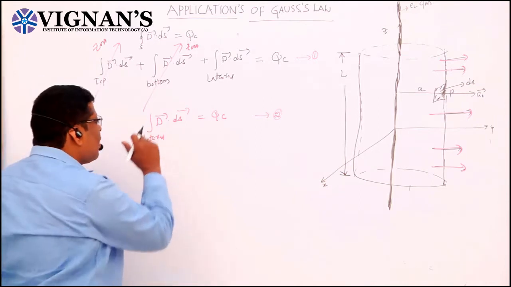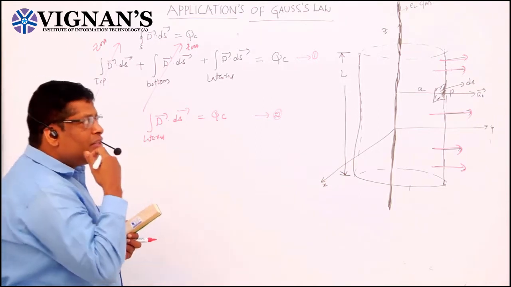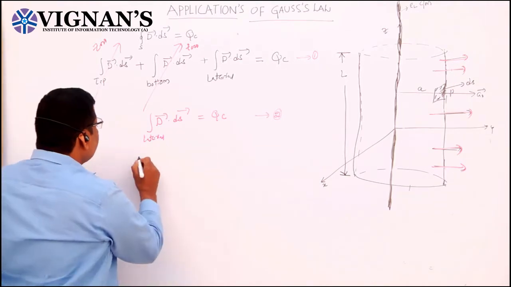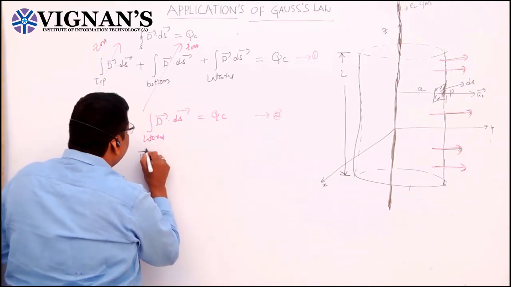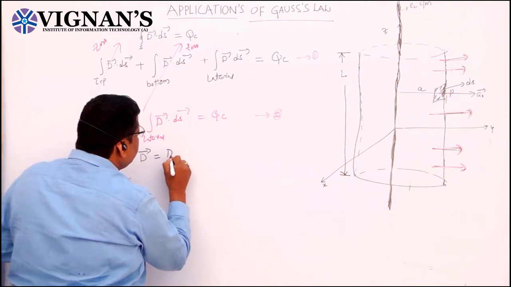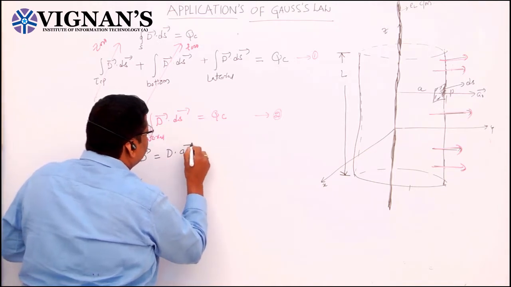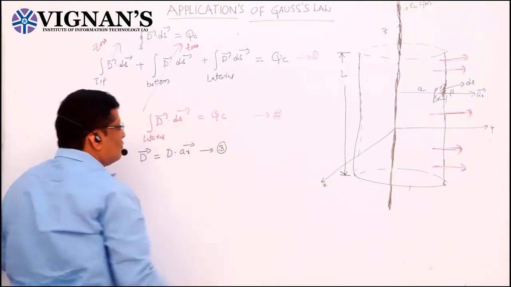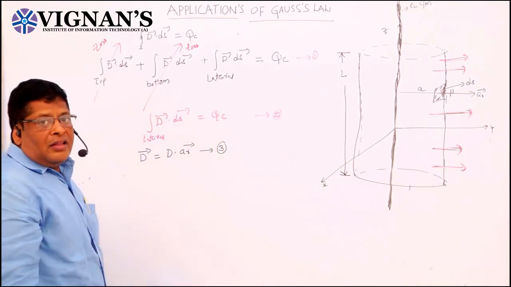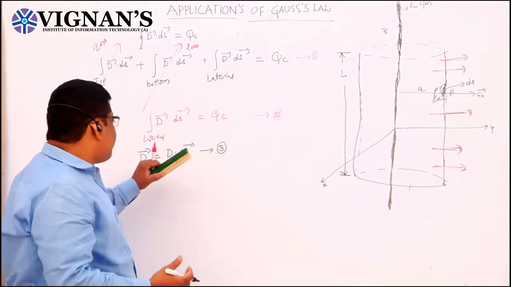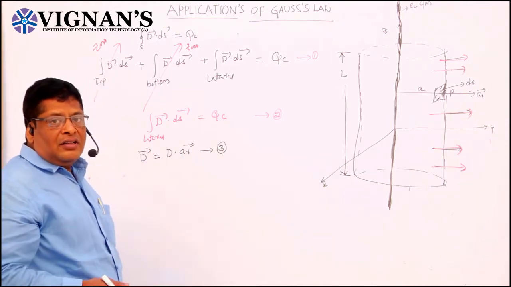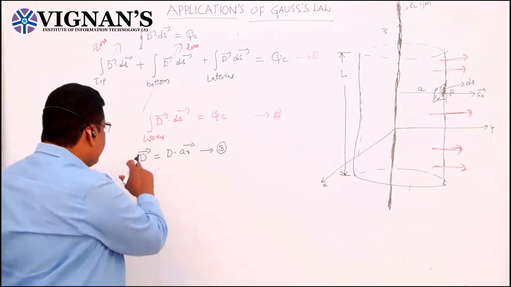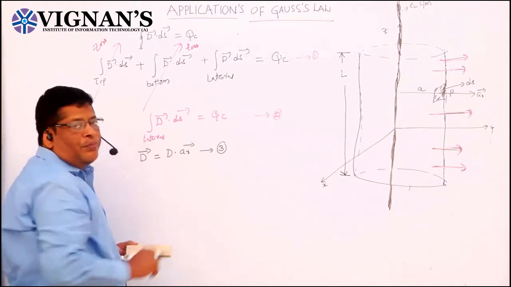See here, the flux is always in a radial direction. So D bar we can write as D bar equal to D into a r bar. You take this as equation 3. Because the direction of the flux is the same as the direction of the flux density. The flux is always in a radial direction in a cylindrical coordinate system. That's why we represent D bar equal to D into a r bar.